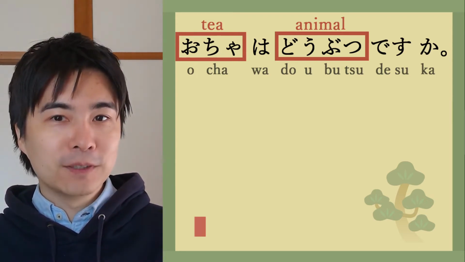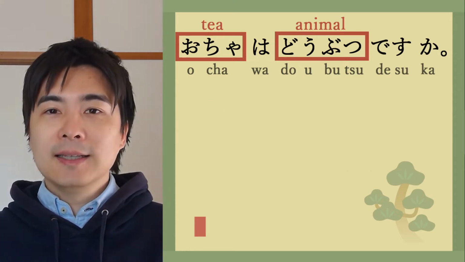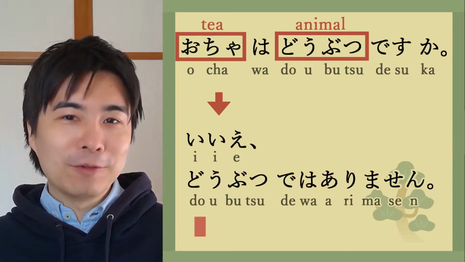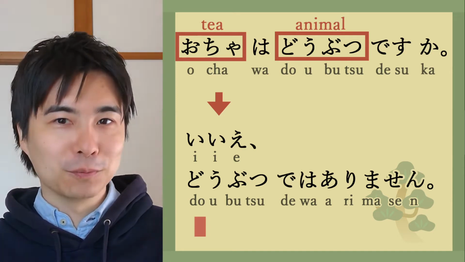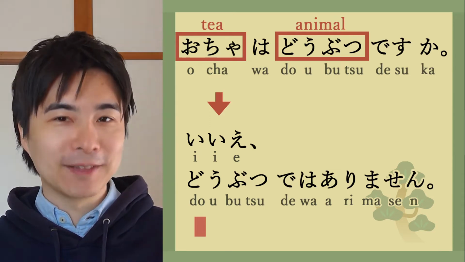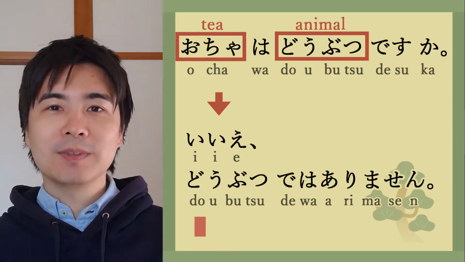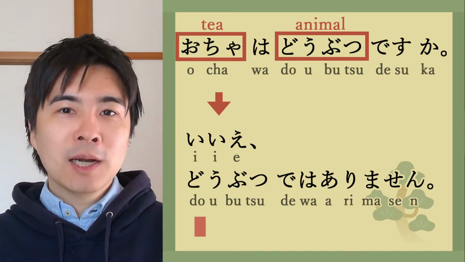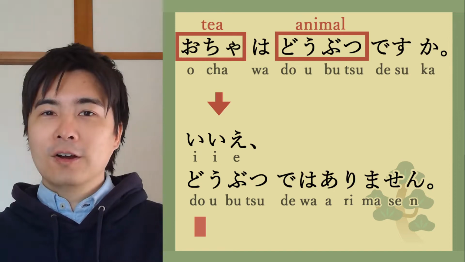If you want to think for a while, please stop this video. So the answer is いいえ、動物ではありません。I'm not sure if someone will ask you if tea is an animal when you come to Japan, but if you meet a person who asks you this question, please reply them like this. いいえ、動物ではありません。It means, no, it's not an animal.